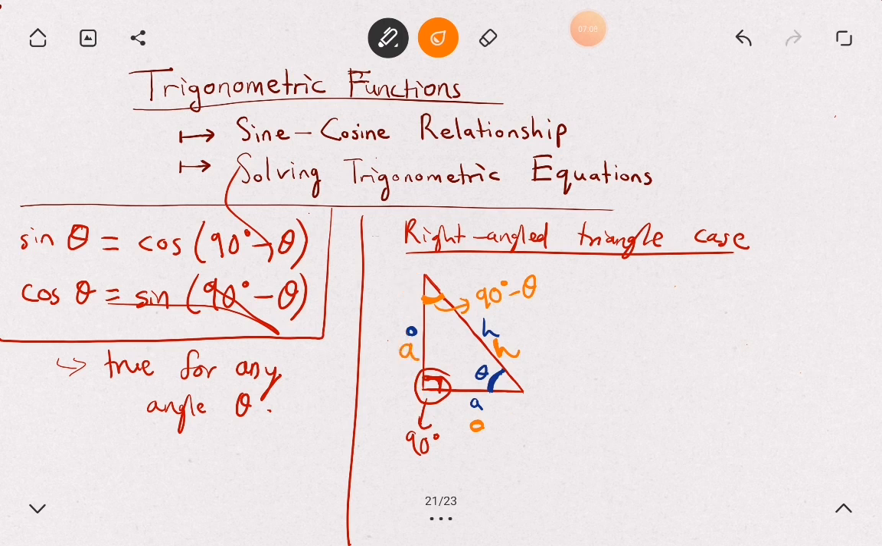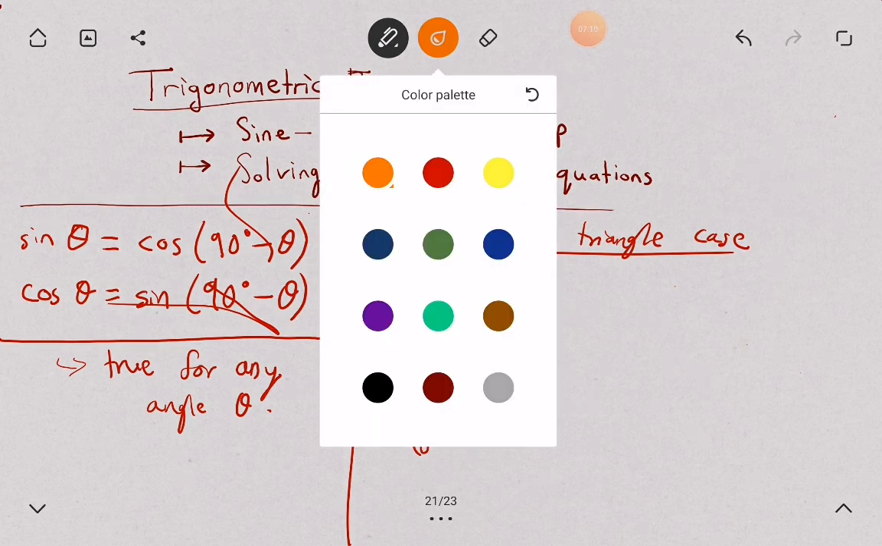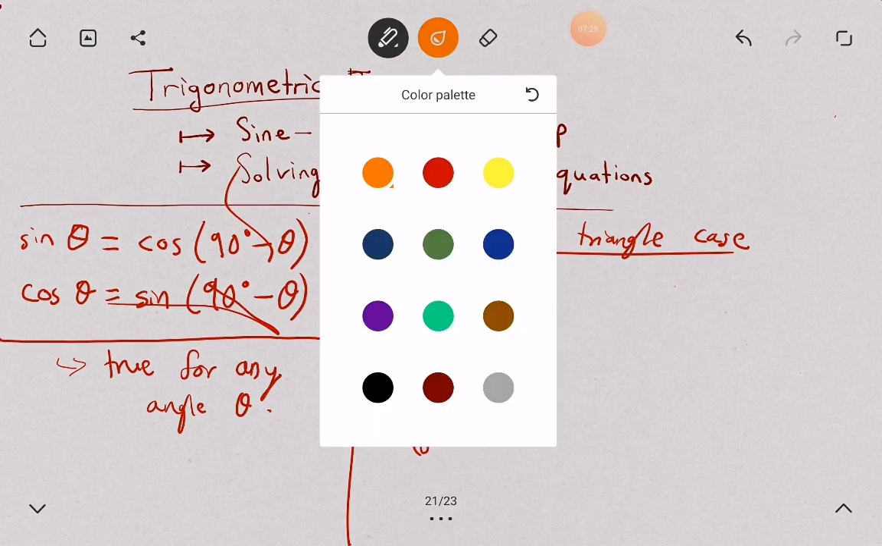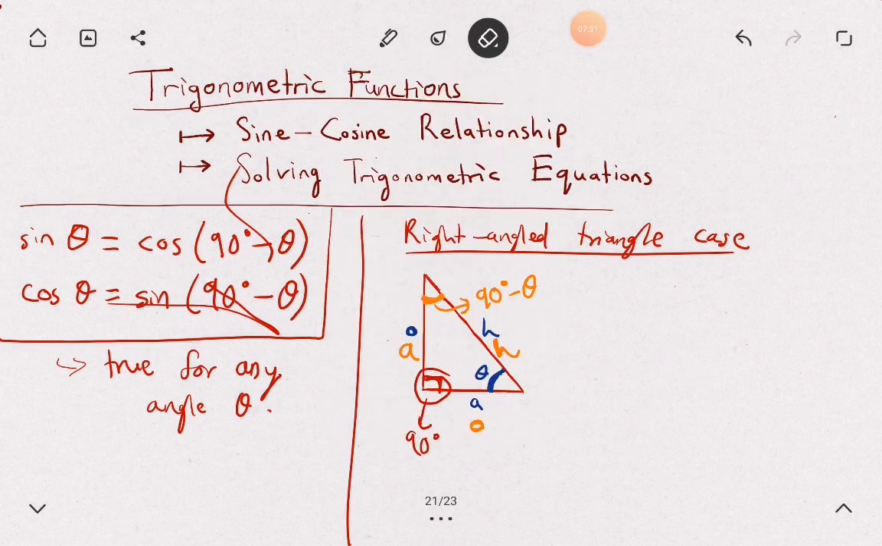So notice, for the blue angle and the orange angle, the opposite and adjacent are terbalik. It's inverted, meaning the opposite for the blue is the adjacent for the orange. The opposite for the orange is the adjacent for the blue. And this is why we have the relationship on the, oops, what is all this?